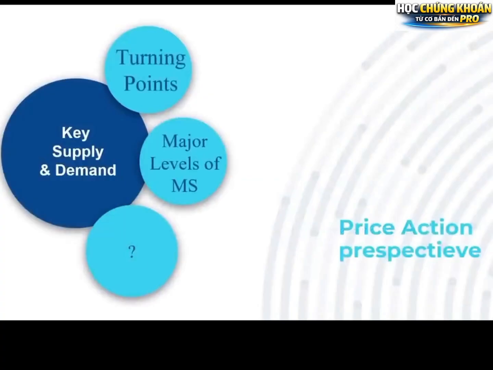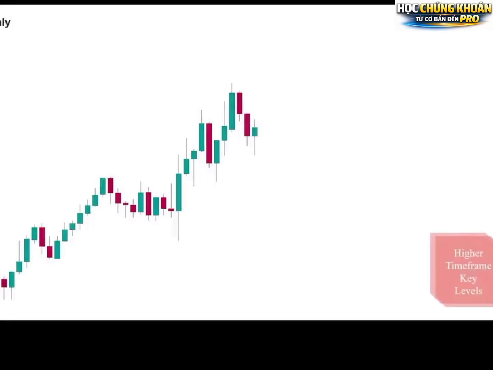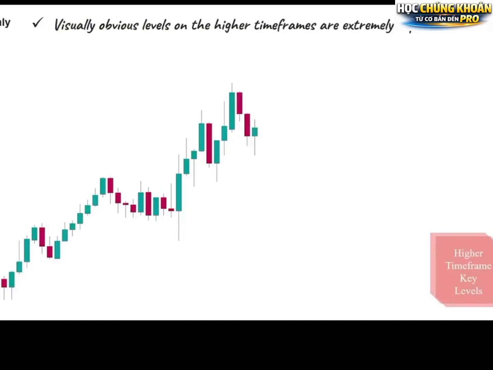Next, we have higher time frame key levels. Many of the key levels you find on the lower time frames are invisible when you are using daily, weekly, or monthly time frames. But the visually obvious levels on the higher time frames are extremely important. Higher time frame key levels are very high quality, meaning that price often reacts to them, and a small reaction could be a major reversal in lower time frames.